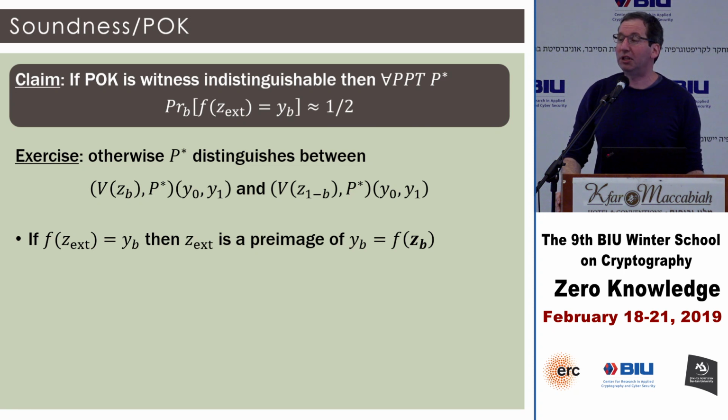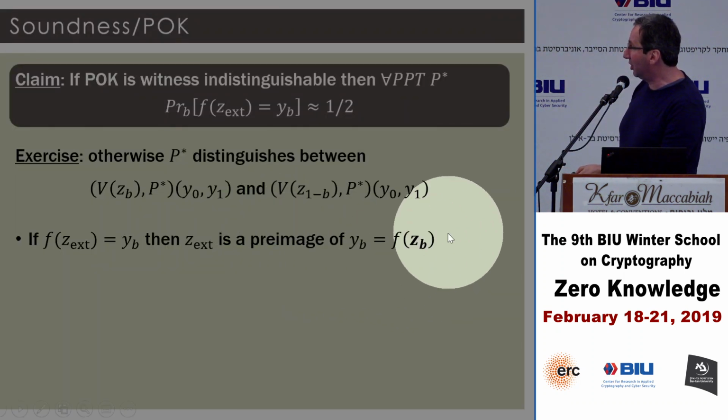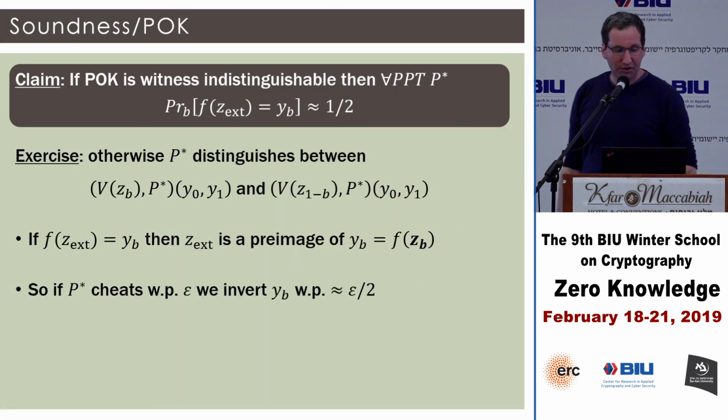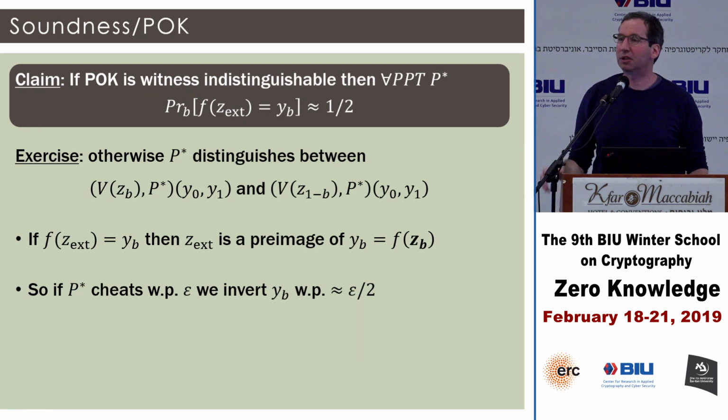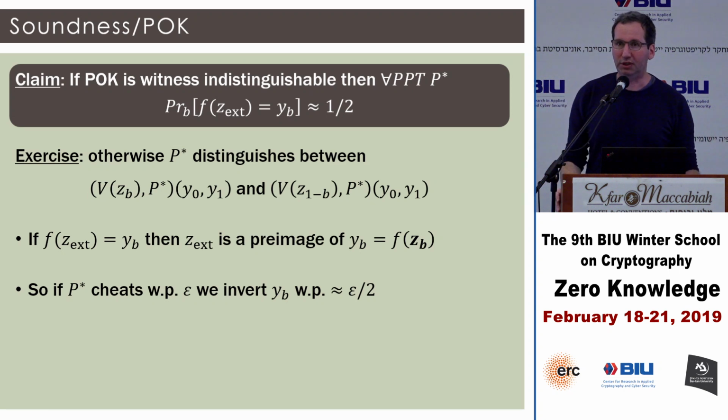Good, so if with probability 1/2 we got Z sub B in the extraction, notice that this gives us a preimage of Y sub B. So we inverted the one-way function. So if P star cheats with probability epsilon, we invert the one-way function with probability epsilon over 2, roughly. Otherwise, we could distinguish between one proof or the other.